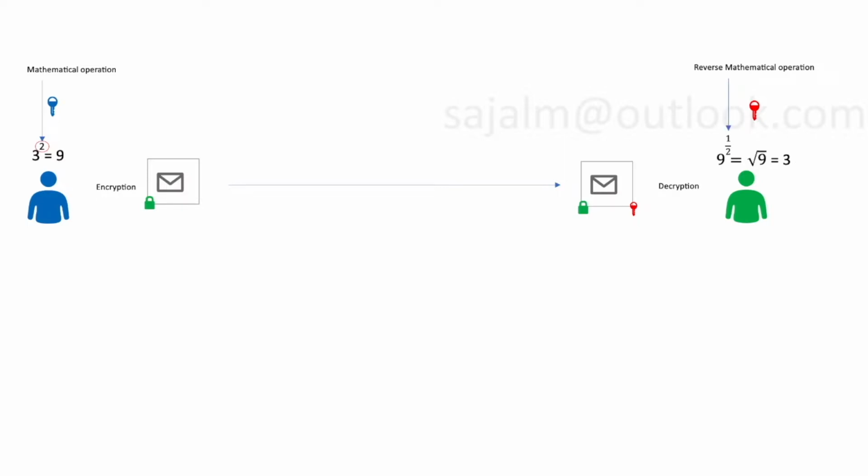Now let's see how this works using numbers. 3 is the original message. The mathematical operation, which we call encryption, is done by raising 3 to the power 2. We then get 9, which is the ciphertext, and the message is sent off to the other side. When the other side receives the encrypted message, that is 9, the receiver performs decryption using the reverse mathematical operation on the ciphertext, which is 9 to the power half, and gets back the original message 3.